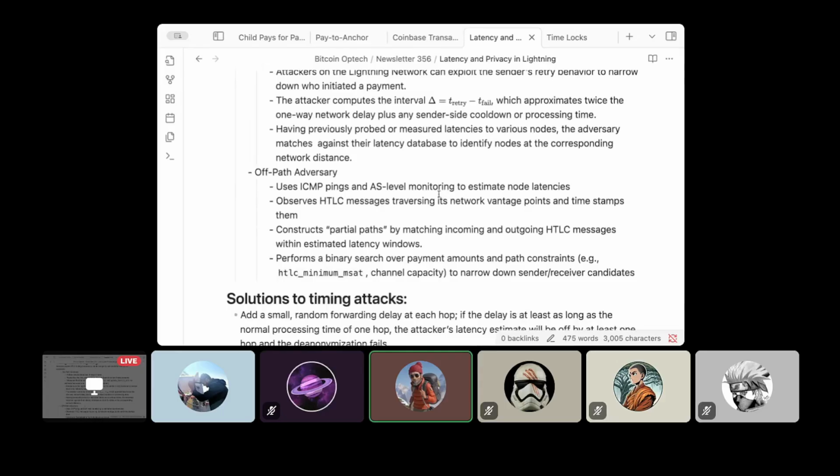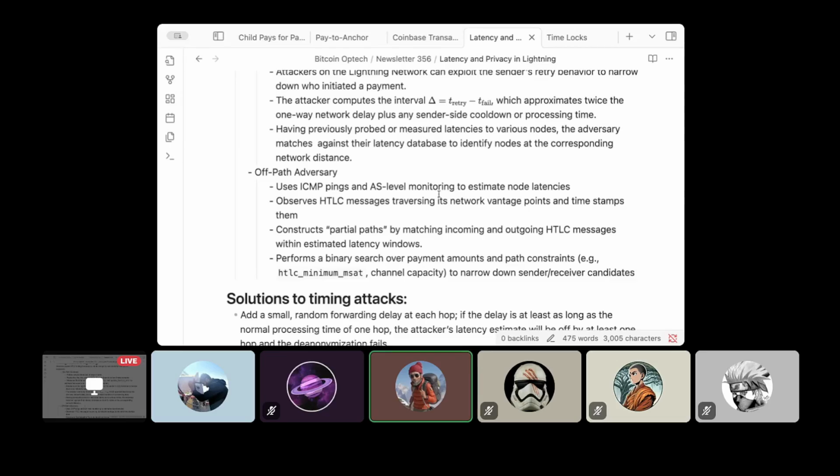Off-path adversaries use ICMP pings, network-level protocol pings, to estimate node latencies. They can observe the HTLC messages that traverse the network at different vantage points and timestamps, and through this they can infer which node sits where. They can construct partial paths by matching incoming and outgoing HTLC messages within an estimated latency window. Having collected all this data, they can search on the payment amount and the path constraints to narrow down the sender or receiver.